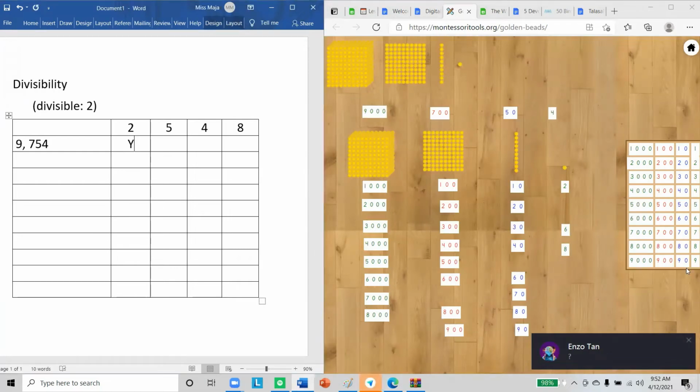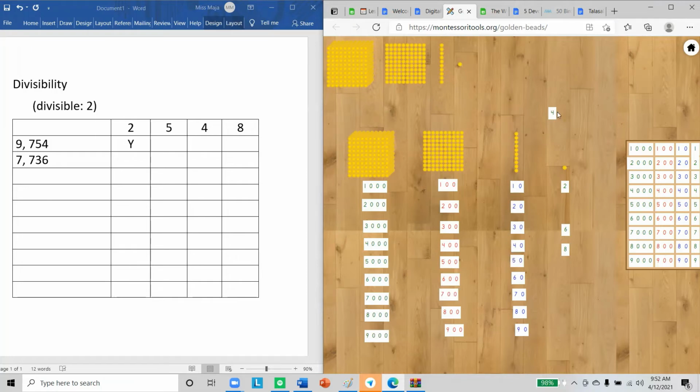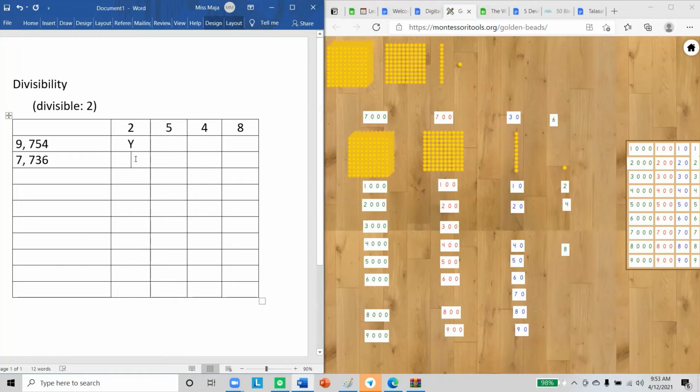But what if my number is like, for example, 7,036? 7,000 is divisible by 2. 700 is still divisible by 2. 30 is divisible by 2, and then it comes down to the 6, which is still divisible by 2. So we just need to check the last number, because we already know everything behind it is divisible by 2.